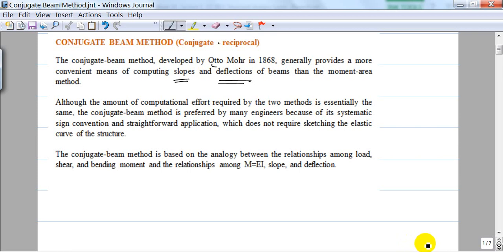The conjugate beam is based on the analogy between the relationships among load, shear and bending moment, and the relationships among the M over EI diagram, slope and deflection. So you can see that here I'm comparing load, shear, bending moment, which correspond to M over EI, slope and deflection. So load is compared with M over EI, shear is compared with slope, bending moment is compared with deflection. So let's see how we can do this.